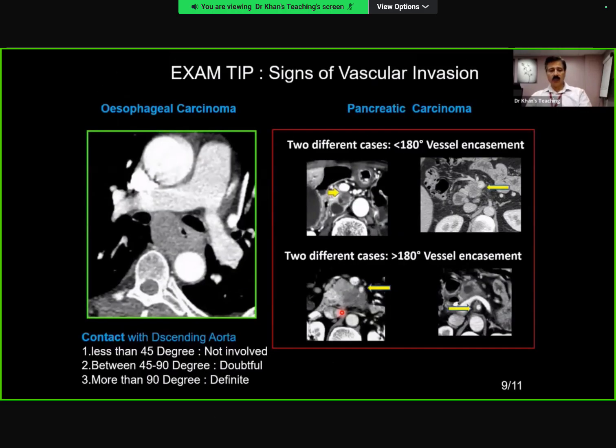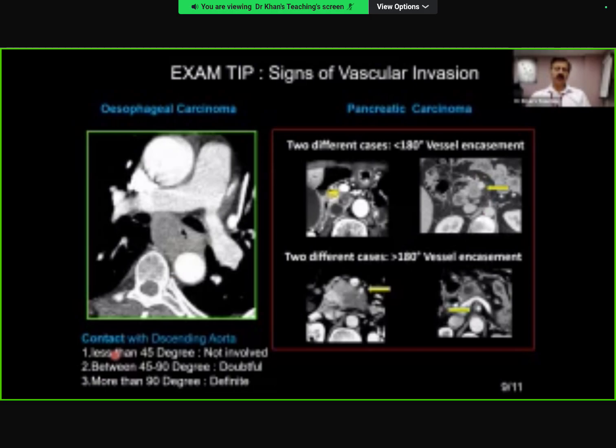Now, concentrate on this. This is for me the most important concept of invasion of the aorta. Basically, the descending aorta is here. Look at these rules. If less than 45 degree, now if you, this is the aorta, this is the tumor.